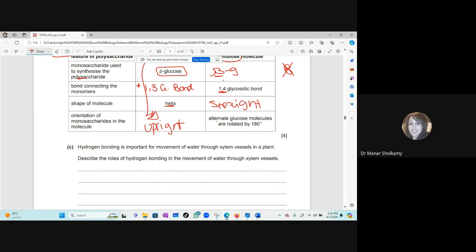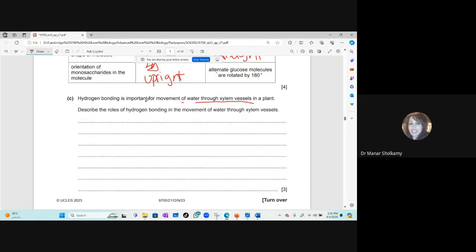Now, this is an easy question. Hydrogen bonding is important for the movement of water through the xylem vessels in a plant. Describe the roles of hydrogen bonding in the movement of water through the xylem vessels. This is a very easy, direct question. Noor, can you discuss how hydrogen bonding helps in the movement of water? Hydrogen bonds allow cohesion and adhesion of water molecules. Correct. Can you describe what cohesion and adhesion are?